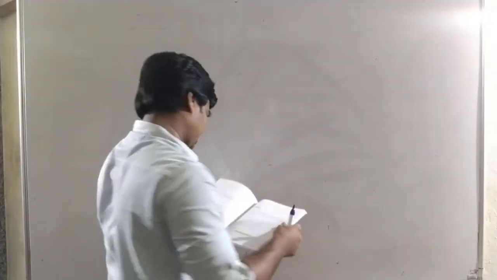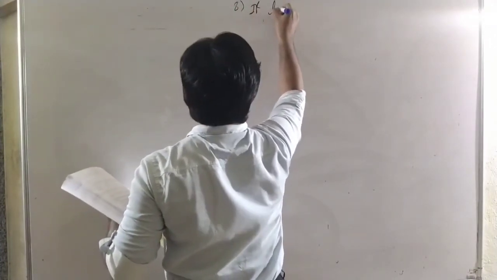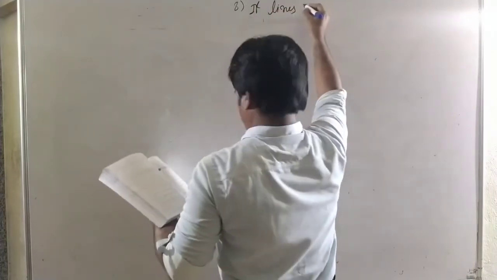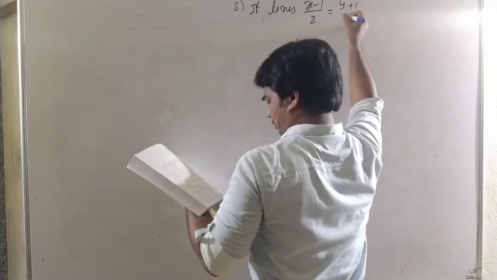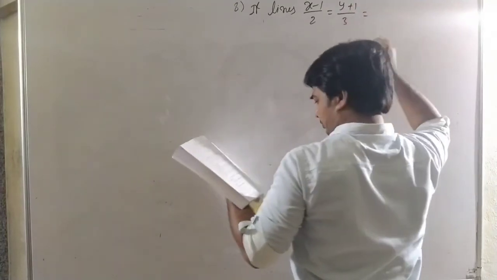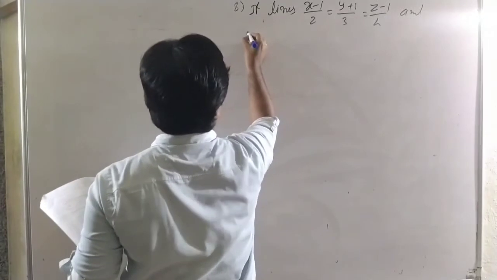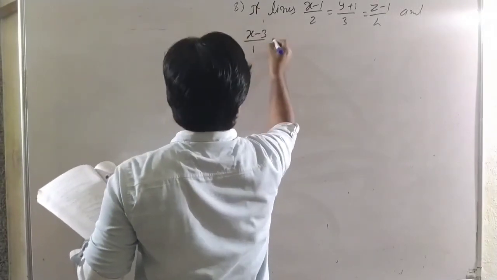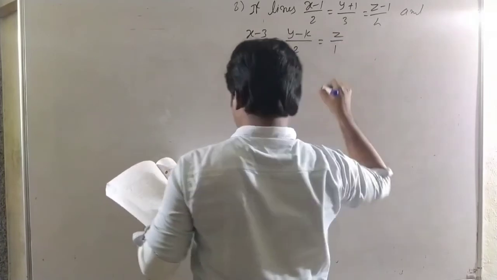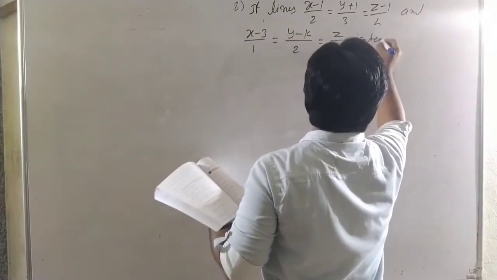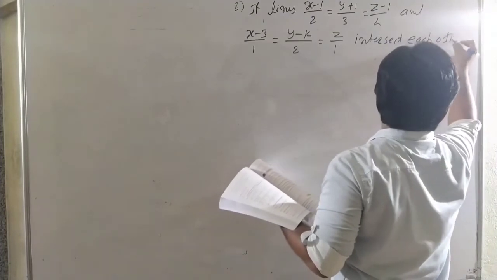Now, last example of this exercise. If the lines (x minus 1)/2 = (y plus 1)/3 = (z minus 1)/4 and (x minus 3)/1 = (y minus k)/2 = z/1 intersect each other, then find k.